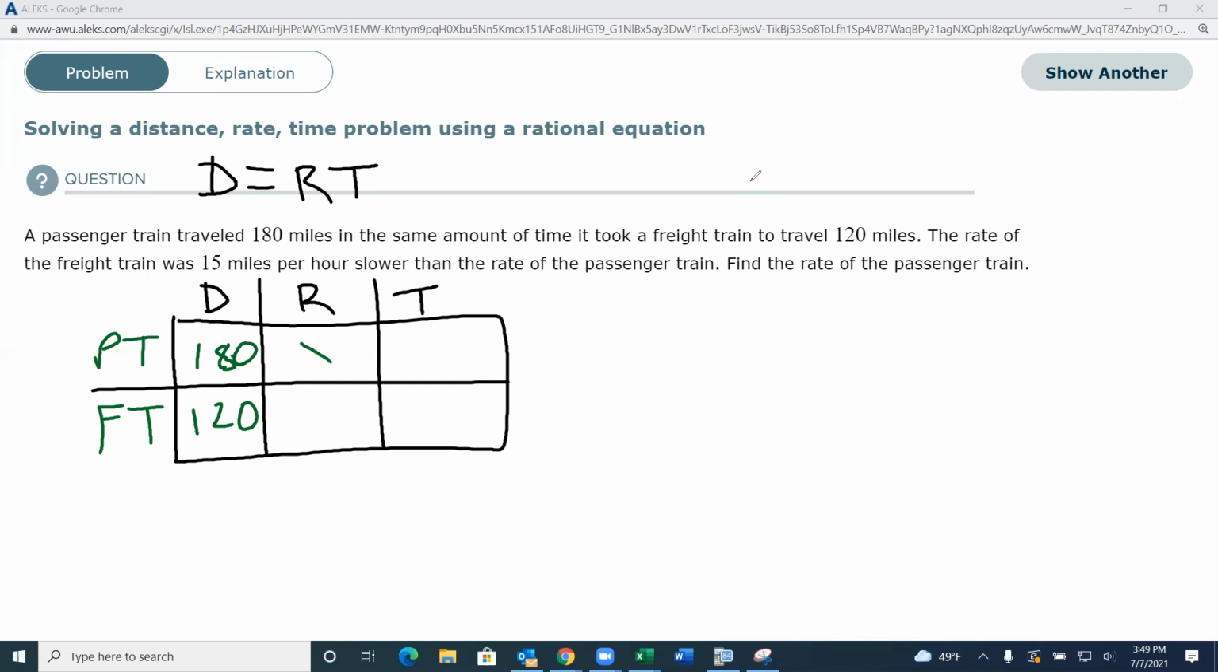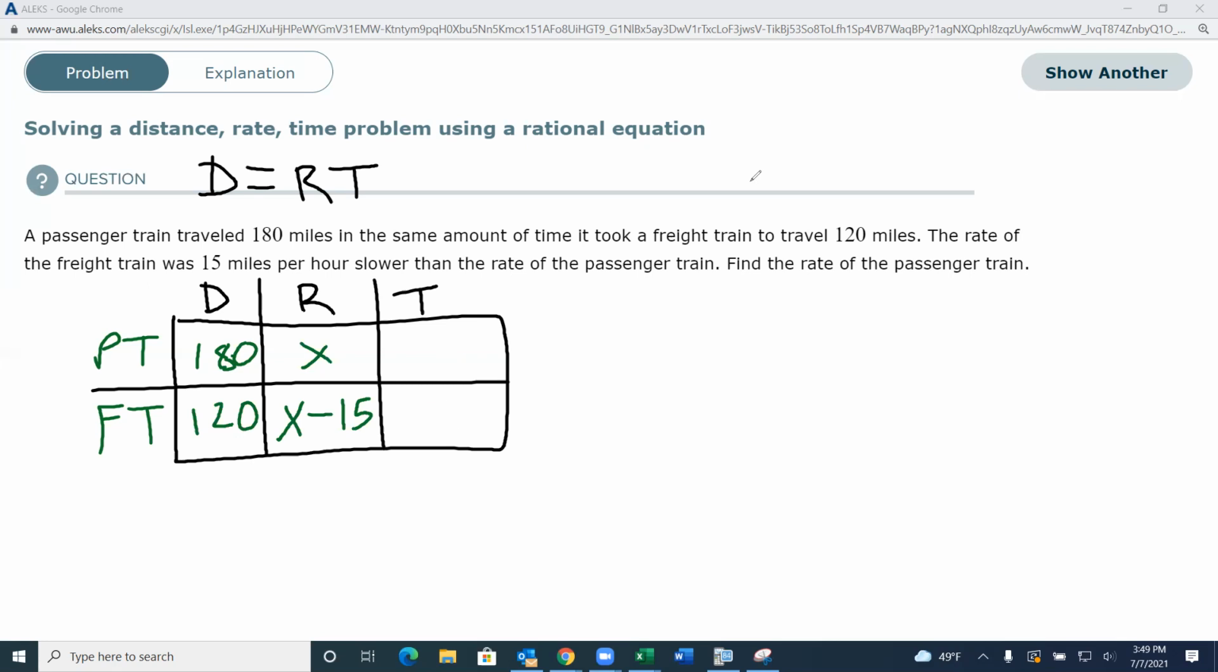So we'll just call that x, the rate of the passenger train. And what does it say about the speed of the freight train? It says the rate of the freight train is 15 miles per hour slower than the passenger train. So the speed of the freight train is whatever the speed of the passenger train is, reduced by 15 miles per hour.